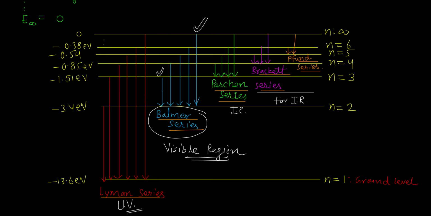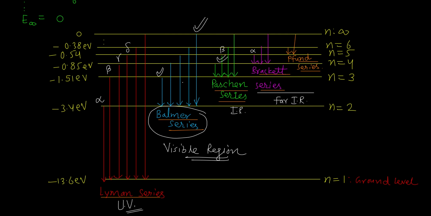Also, the first line here we have drawn, in all the series actually, the first line is sometimes called alpha line, the second line is called beta line, the third line is called gamma, delta, and so on. Similarly, if you are told to find the wavelength of the alpha line of Brackett series, that means you are being told to find the wavelength of this line. If you are told to find the beta line of Paschen series, that means this line.